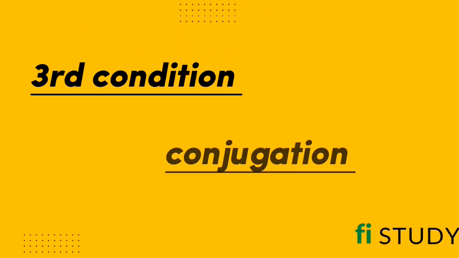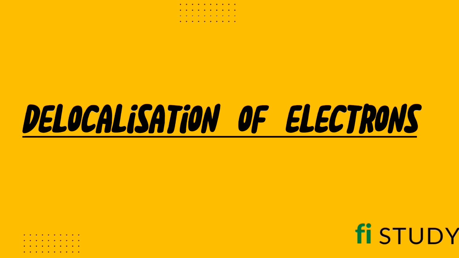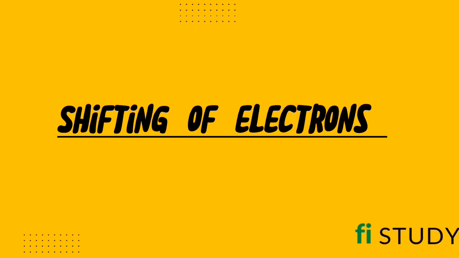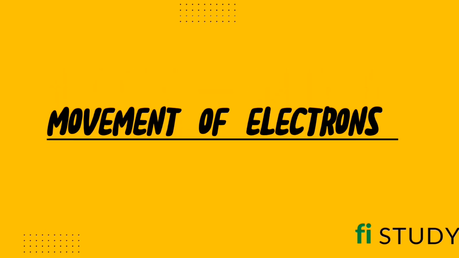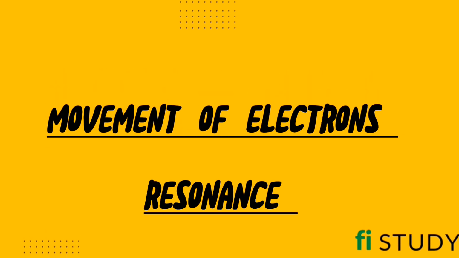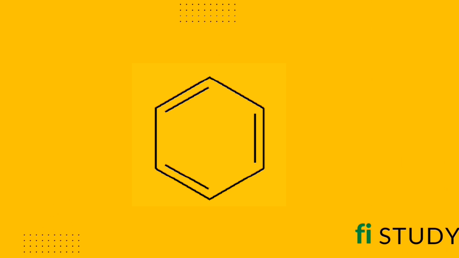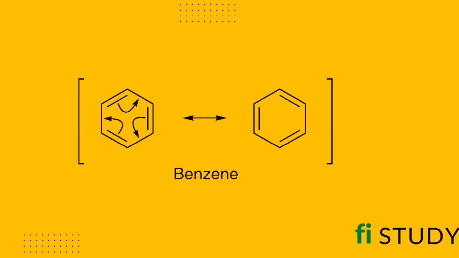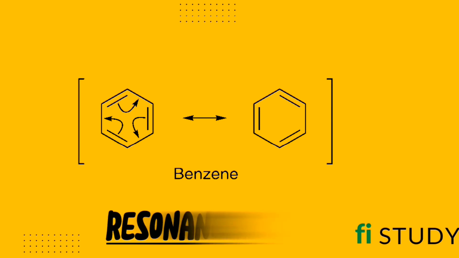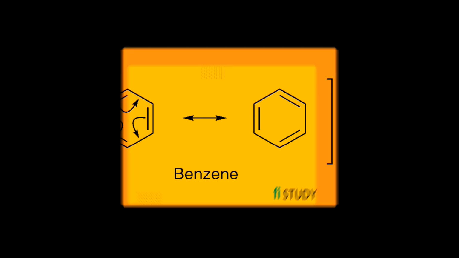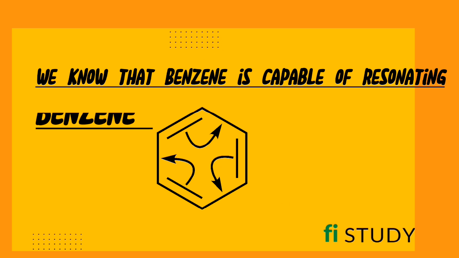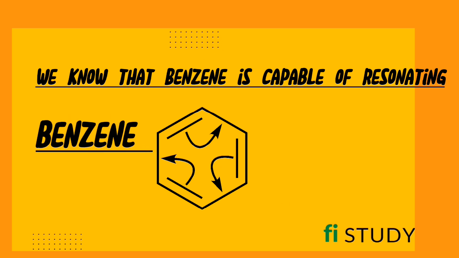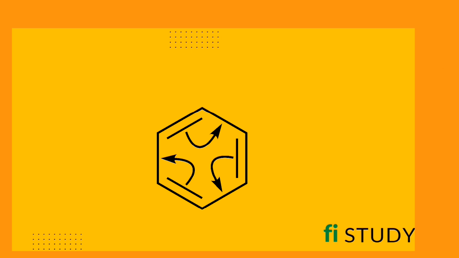Let's move to our third condition, that is conjugation. Conjugation means delocalization of electrons. In other words, shifting or movement of electrons is called resonance. In benzene, movement of electrons takes place, so we call it resonance or delocalization of electrons. We know that benzene is capable of resonating its pi bonds.